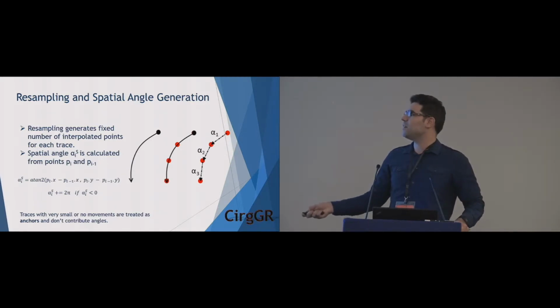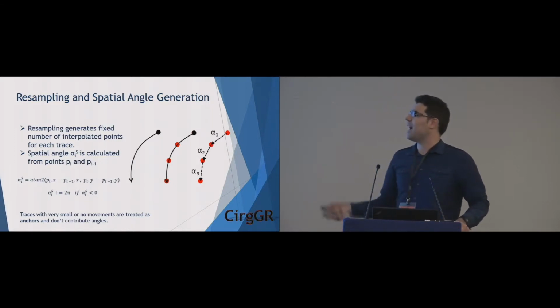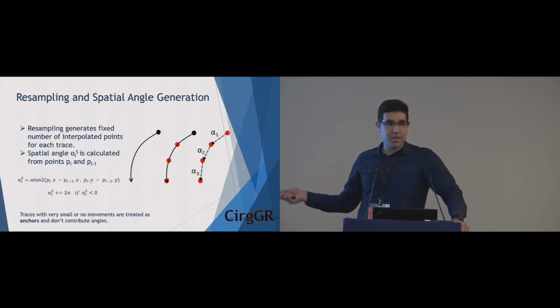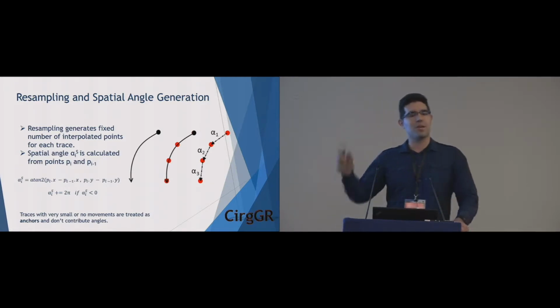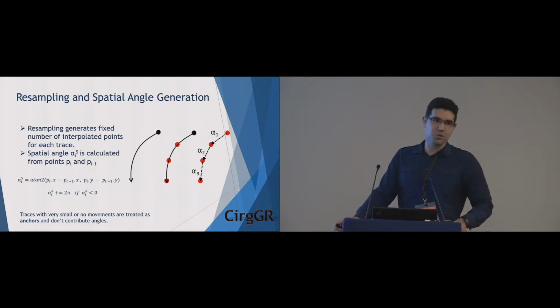And again, it's a very, very simple operation which happens very fast and is done as you're resampling. You might have a possibility that a user inputs a trace which contributes no movement or very little movement, and those traces are labeled as anchors. So we're able to capture traces that move, and we're able to capture traces that do not move, and use them towards recognition. All right.